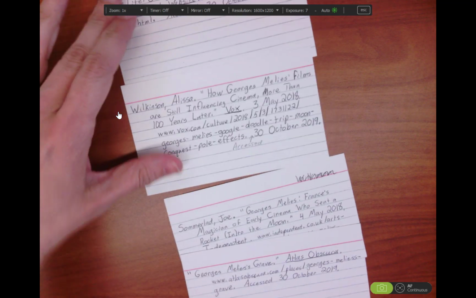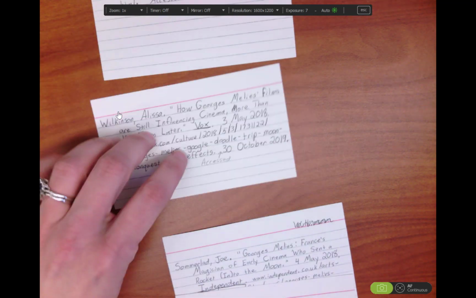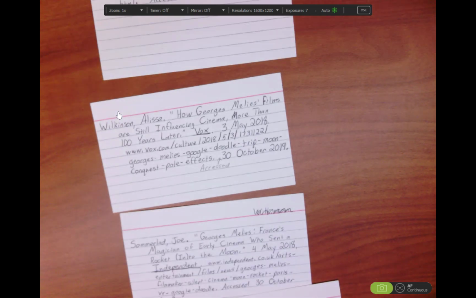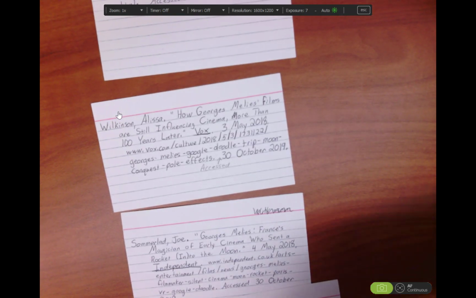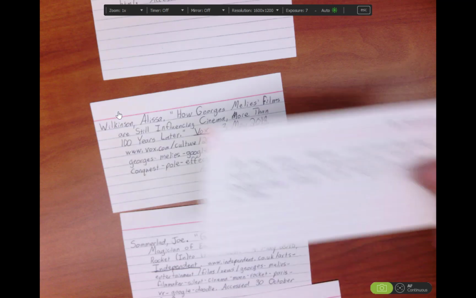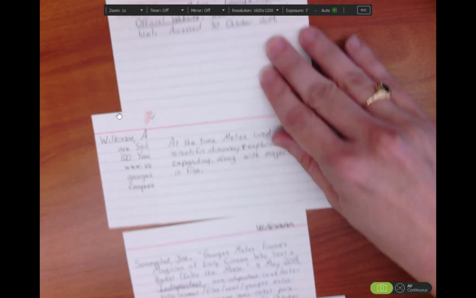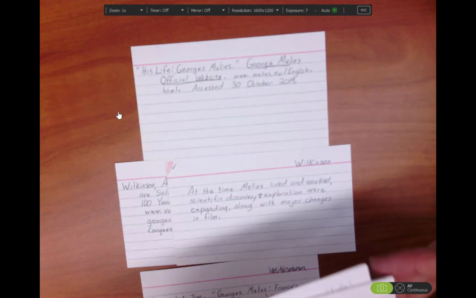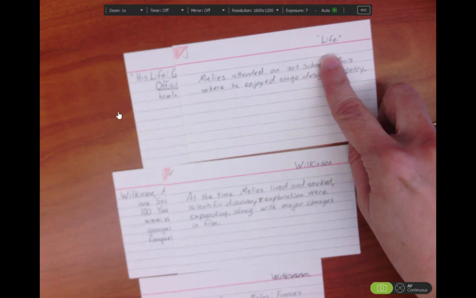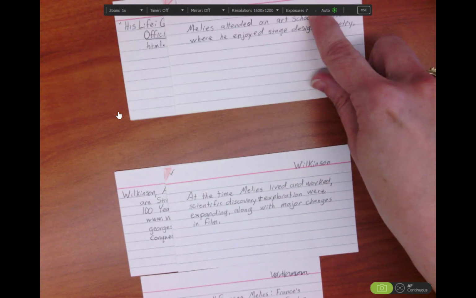So I'm going to spread my note cards out where I can see them, or again, you can use your annotated bibliography, that's your choice. And I'm just going to go through my note cards and match them up. So this one's Wilkerson. This one goes with His Life, George Méliès. So in the corner, I use life, and of course that's in quotes because it's part of the title rather than a name.